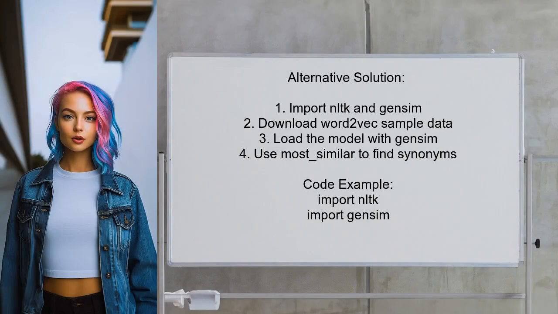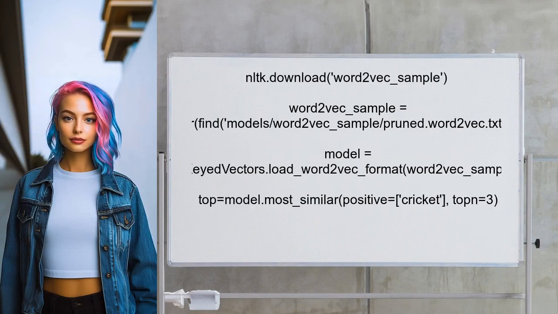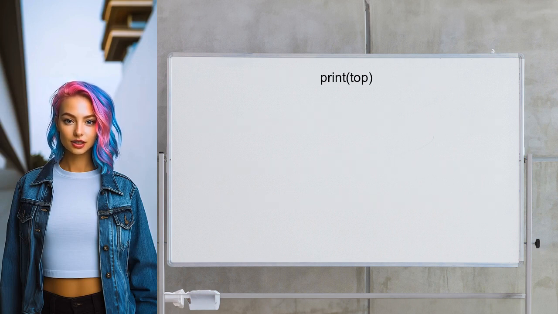An alternative approach to finding synonyms using Word2Vec involves importing the NLTK and Gensim libraries. First, download the Word2Vec sample data. Then, load the model using the Gensim library. Finally, you can find the top synonyms for a specific word, like cricket, by using the most_similar function.